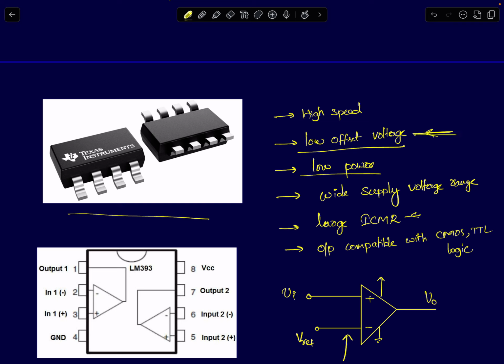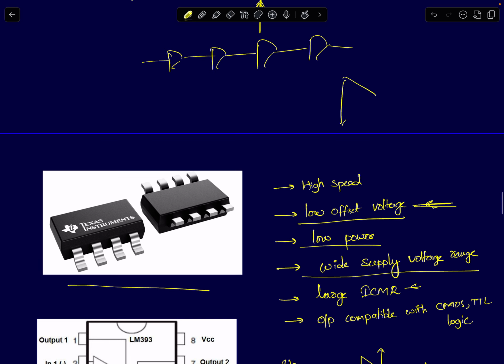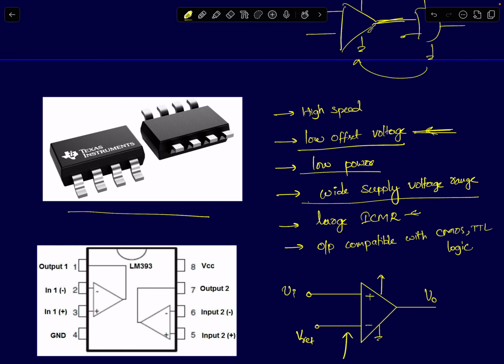Okay? Next, wide supply voltage range, meaning this comparator chip should be able to operate even if I change my supply voltage over a wide range of voltages. Say if I want my comparator to drive a digital circuit, I may want to use the supply voltages of the digital circuit for my comparator as well. Then my comparator should operate properly for this digital supply voltage range. You will see in the data sheet the range of supply voltages that you can apply.